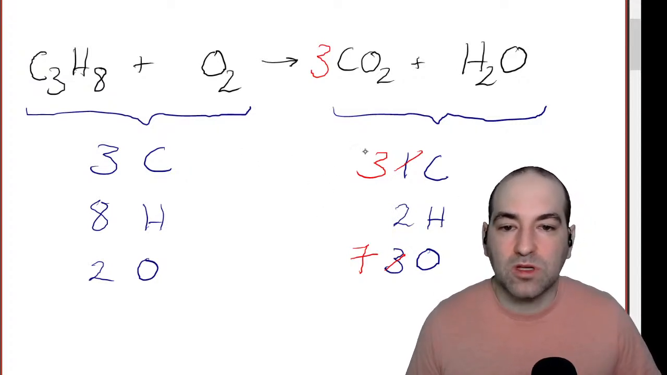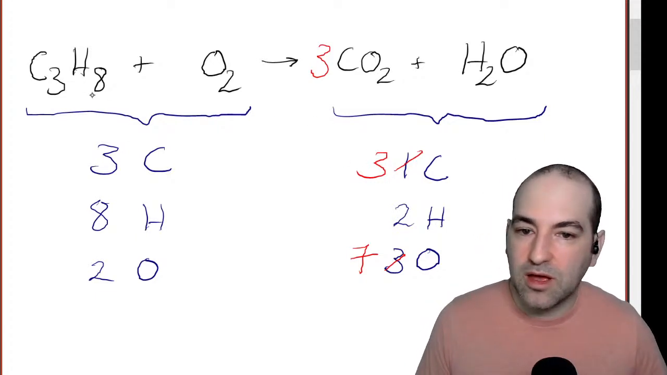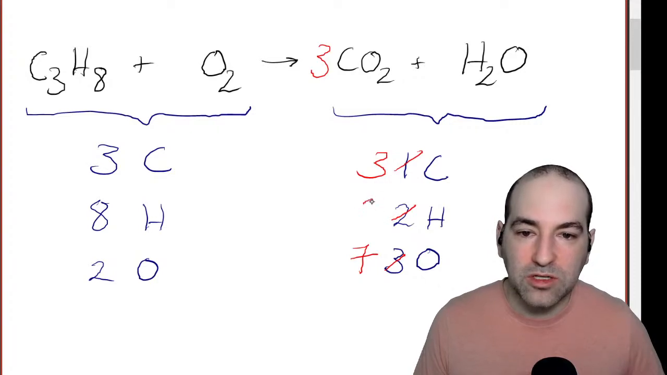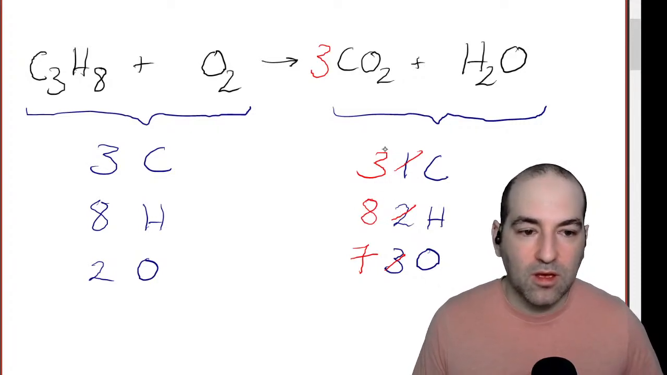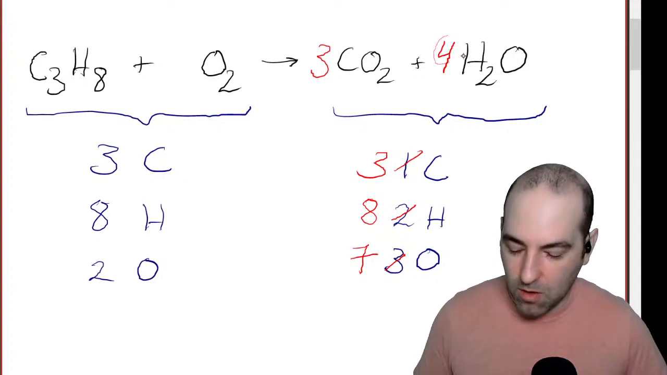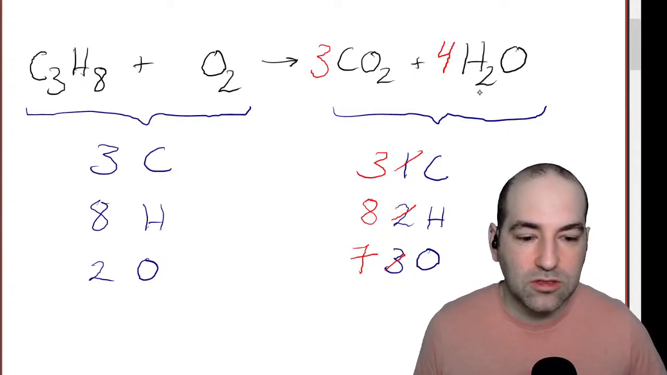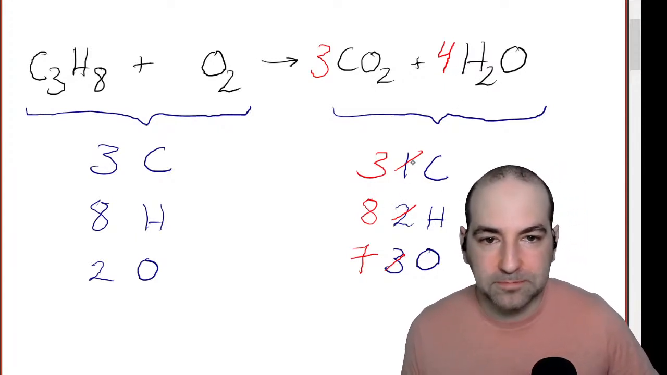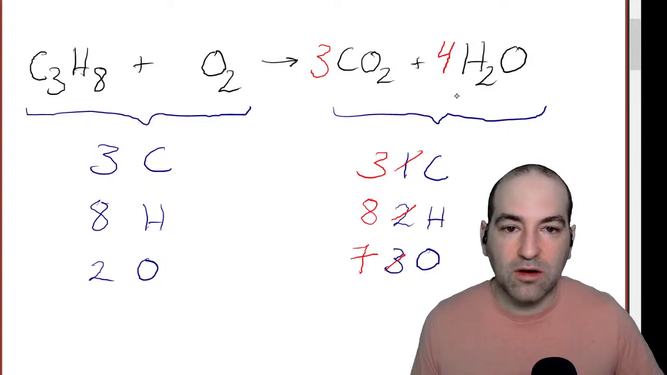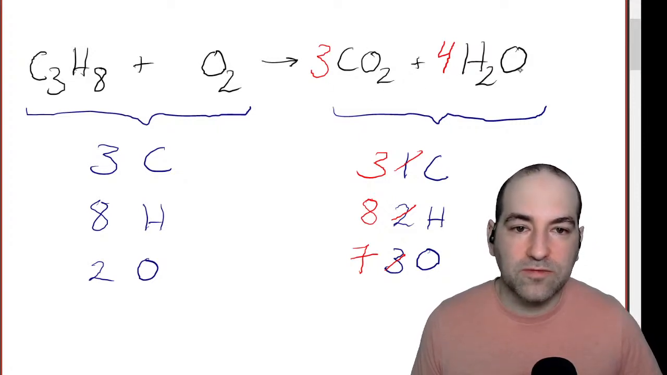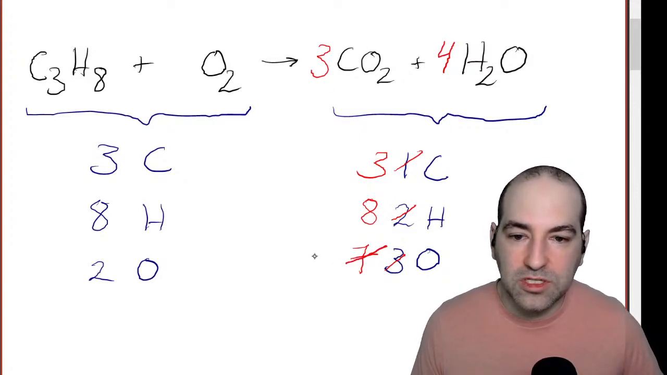We can move on. So we're going to move to the hydrogen. 8 on the left, 2 on the right. So again, we want to know what can we do to make sure we get 8 on the right. And to do that, we're going to put a 4 as a coefficient, because if we have 4 water molecules and each has 2 hydrogens, then we have 8 hydrogen atoms total on the right. So that works out, but we can't forget we got to also correct because we've changed our oxygens now. So now we have 6 plus 4, which is 10 oxygen.